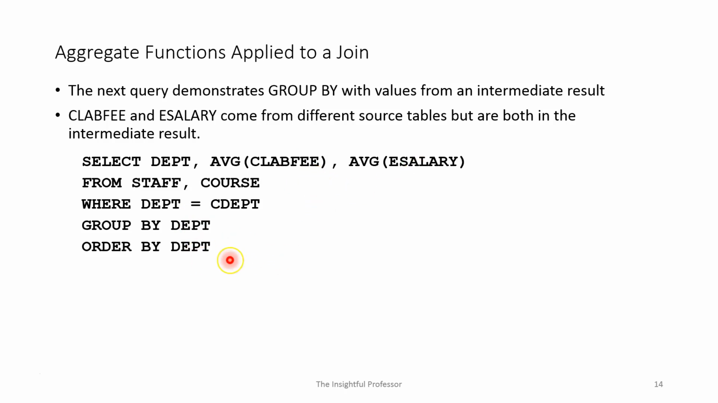Finally, we throw an order by in there just for good measure to arrange the result in some meaningful way. But again, this is just an extension of operations that we've seen with a single table. We're simply applying these operations against the join that's being produced.